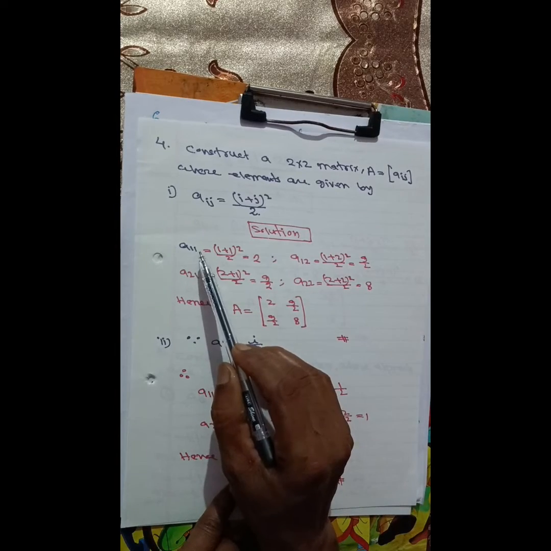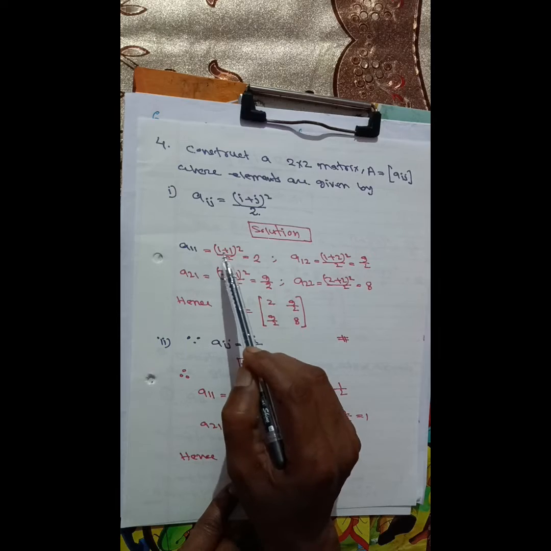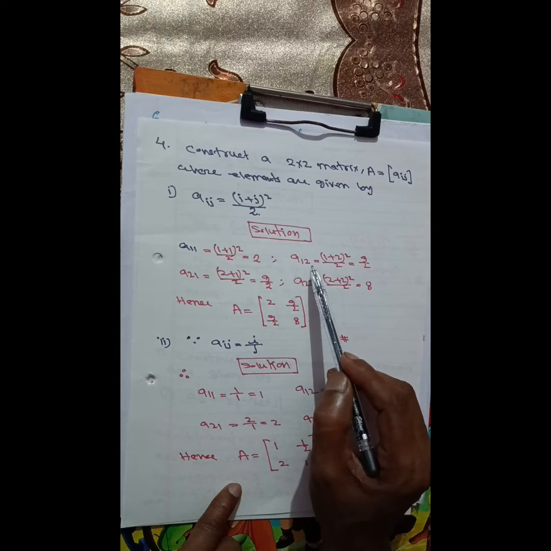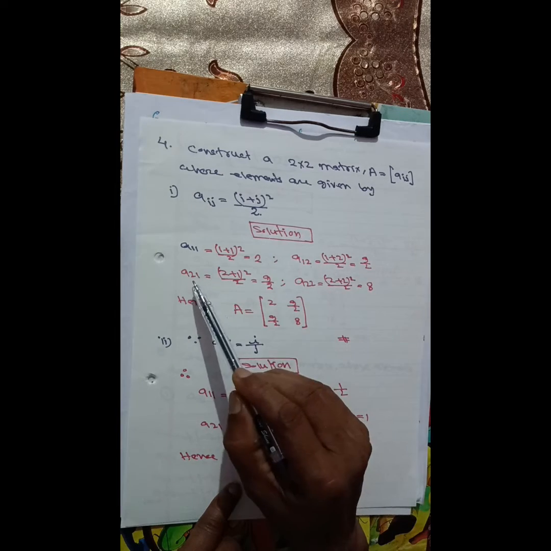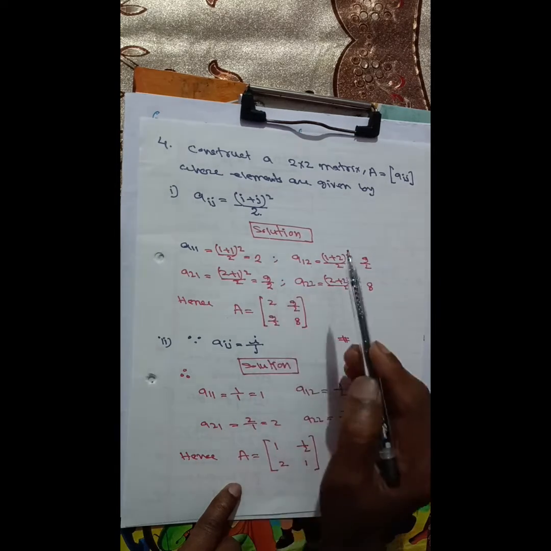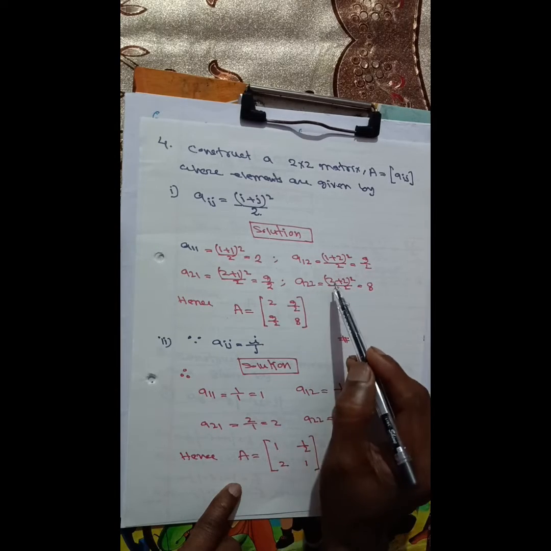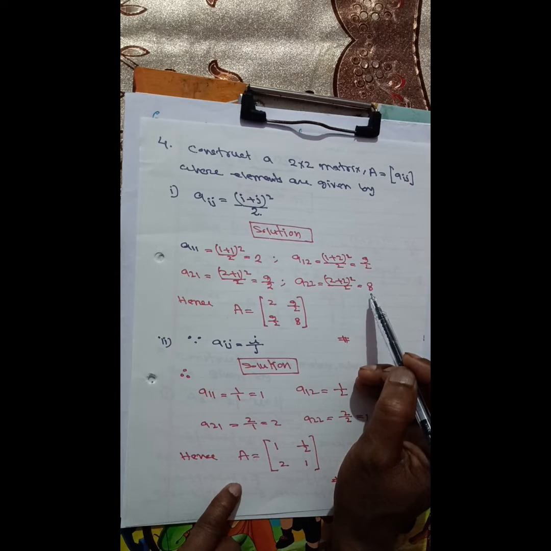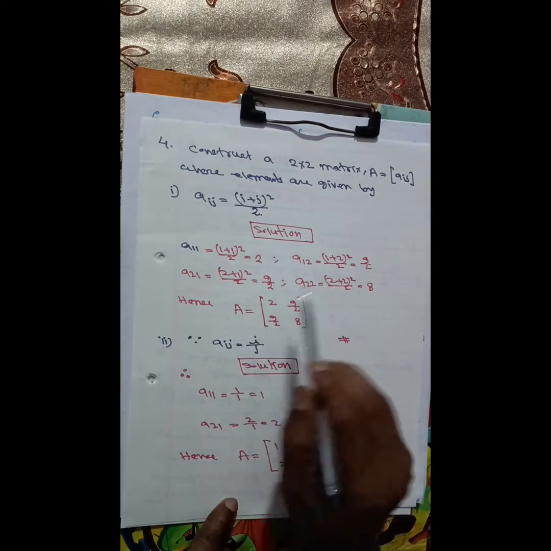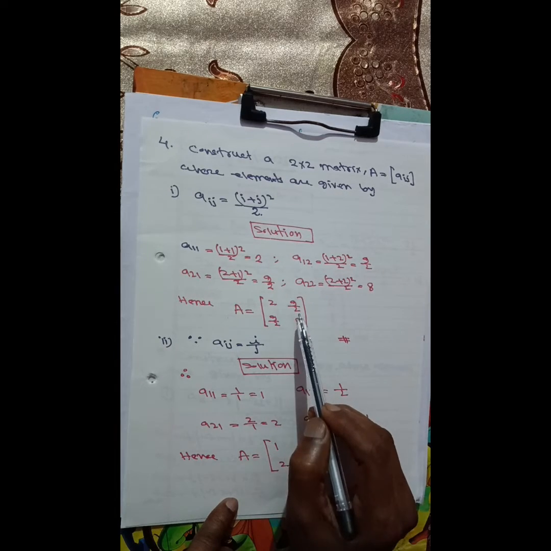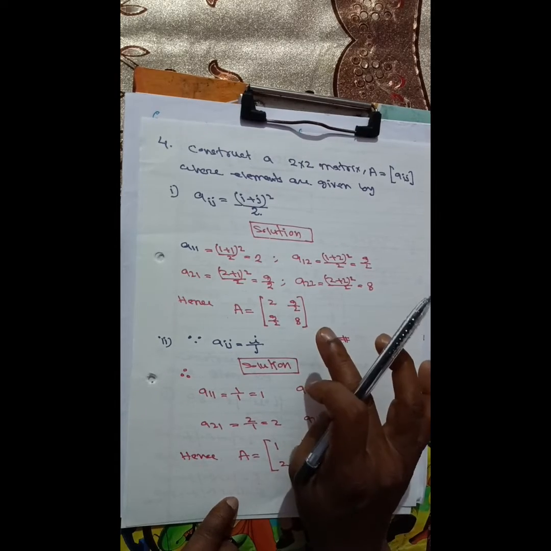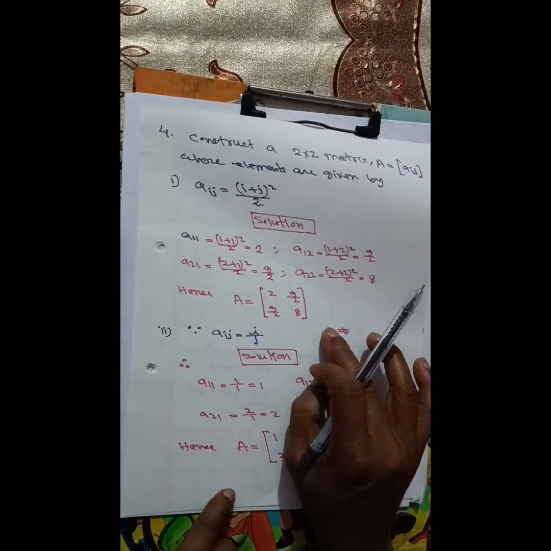For a11, i equal to 1, j equal to 1, therefore (1 + 1)^2 / 2 gives 2. Similarly, a12 gives 9 by 2. Similarly, a21 gives 9 by 2. Again, a22, that means i is equal to 2, j is equal to 2, then (2 + 2)^2 / 2, that means 16 divided by 2, that is 8. So A is equal to 2, 9 by 2, 9 by 2, and 8. That is a matrix of order 2, which is a square matrix.